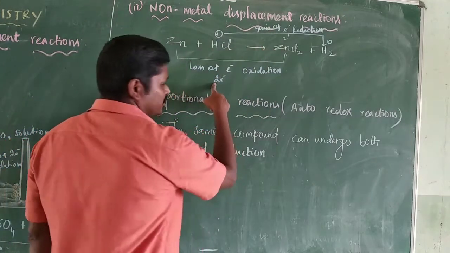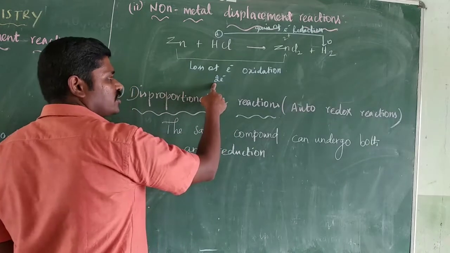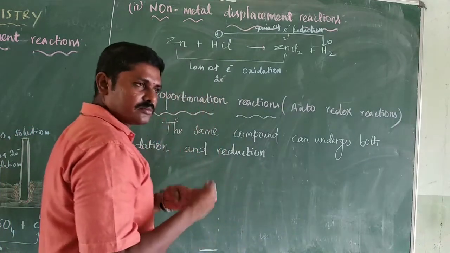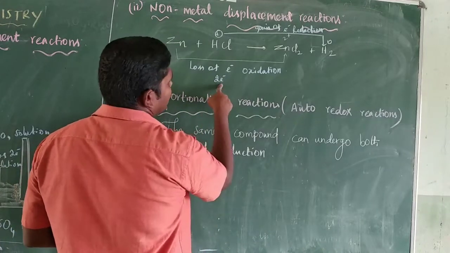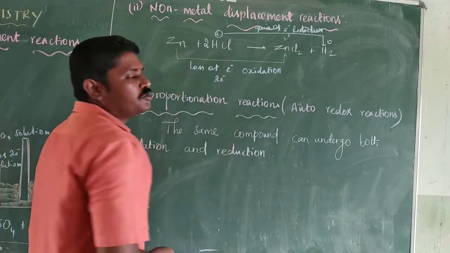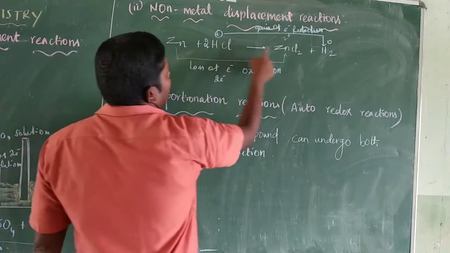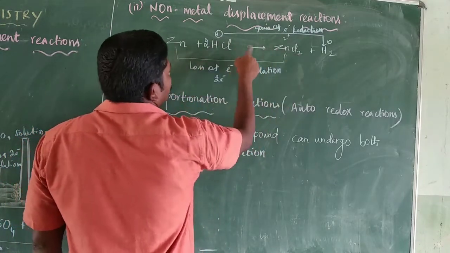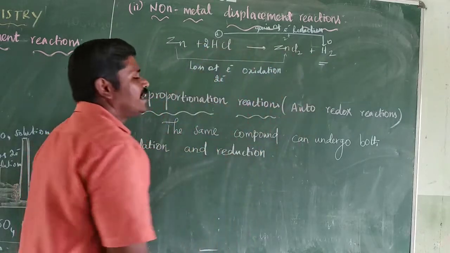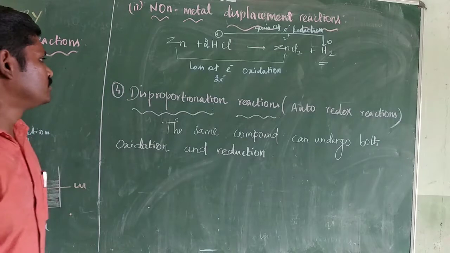Okay, in the balanced equation, the loss of electron is equal to the gain of electron. Loss of electron 2, gain of electron 1, so multiply by 2. Zinc chloride, so Cl2, 2H2. Okay, so non-metal displacement reaction.